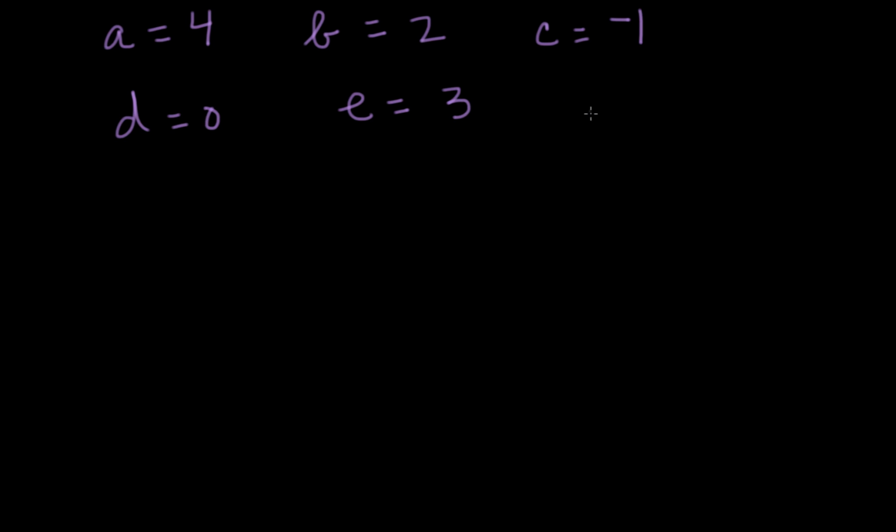Let's say A is 4, B is 2, C is negative 1, D is 0, E is 3, and F is 5. Okay? So let's do the problem.